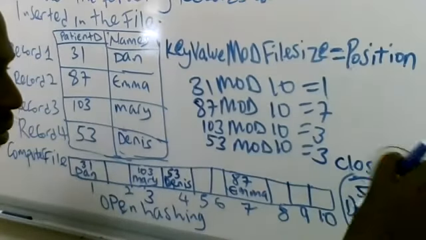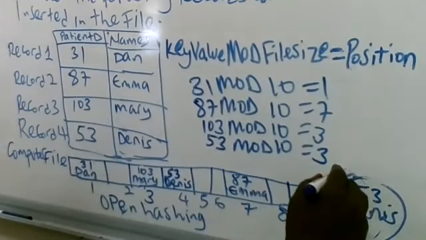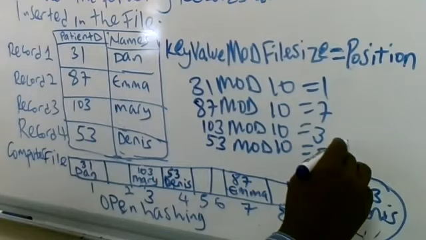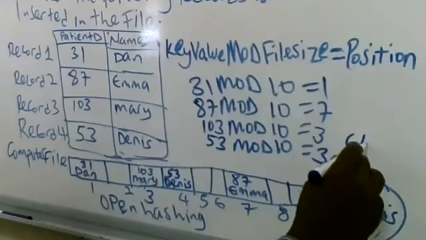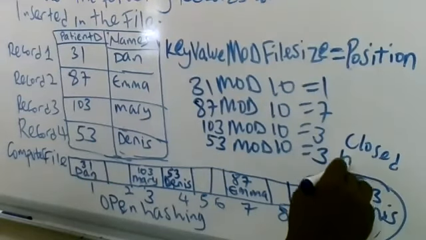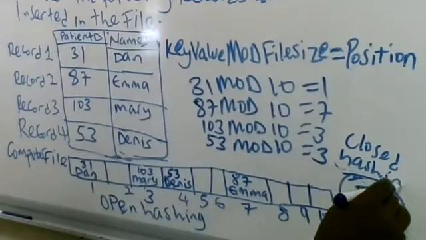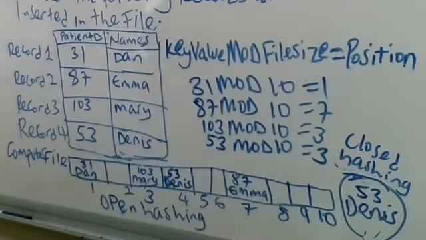So that's how records are put in a random file. Now, how are records searched from a random file? If you want to find a record from a random file, what do you do? To find a record from a random file, we use the same formula.